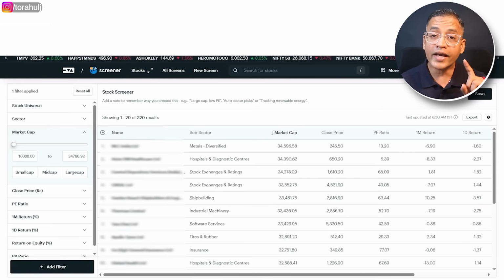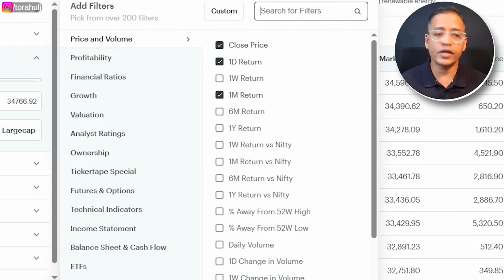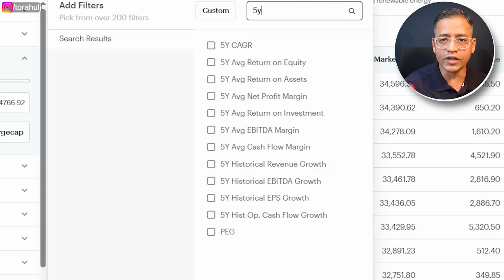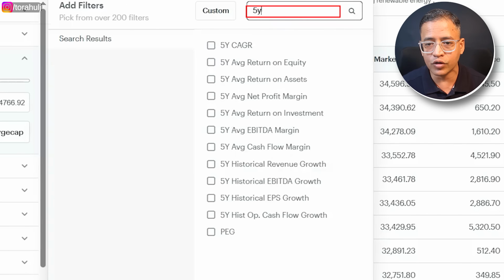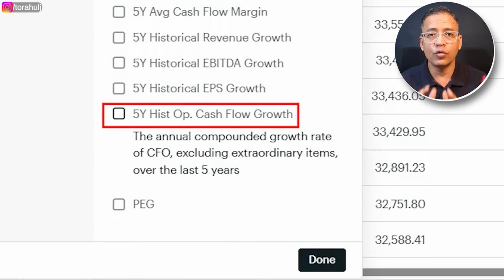And as I said, you can select whether mid cap, large cap, and play around with this market cap depending on your portfolio, depending on what you're looking for. The next thing I'm going to do is add a filter here. And the first filter that I'm after is 5-year operational cash flow. So if I type 5Y here, you are going to see 5-year historical operational cash flow growth.